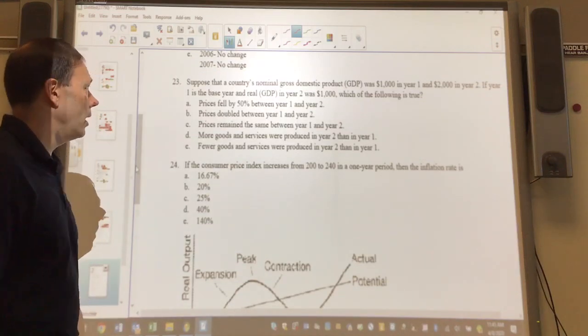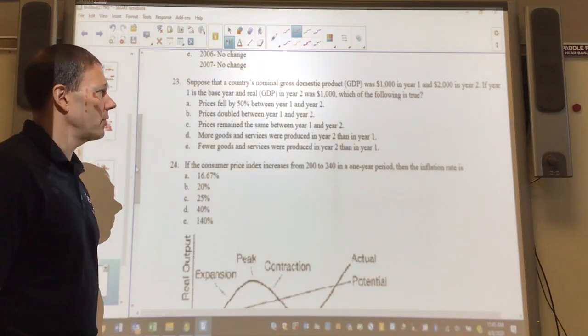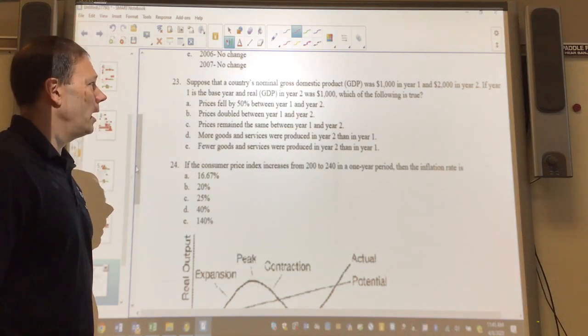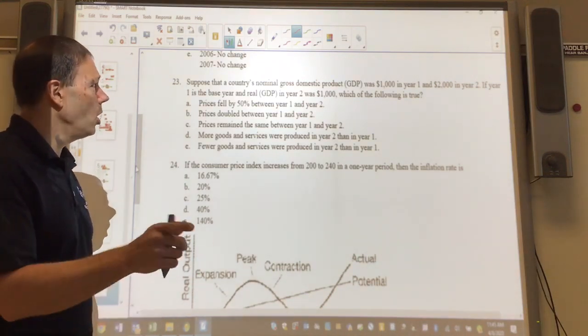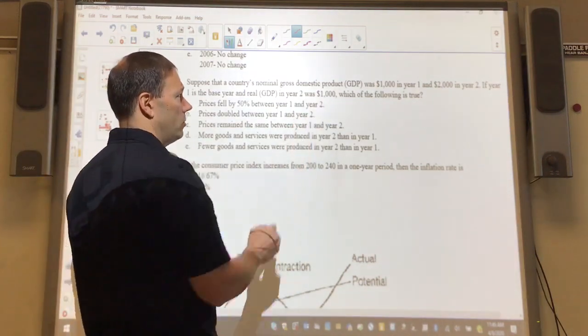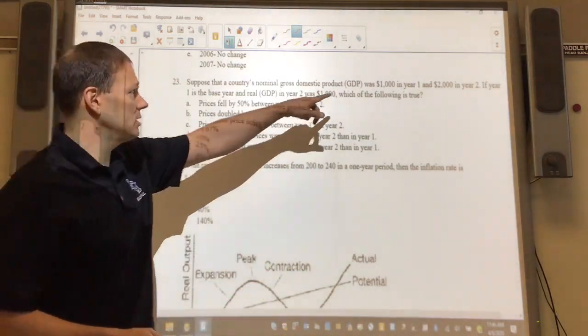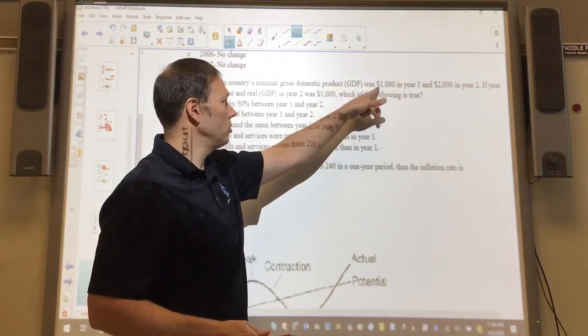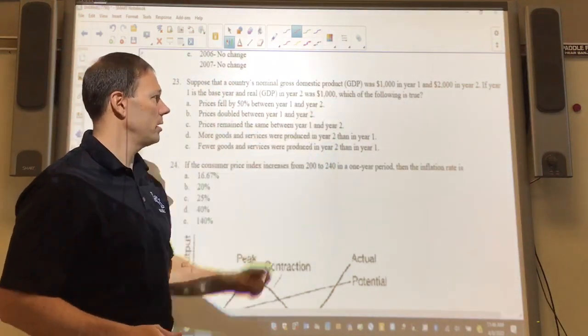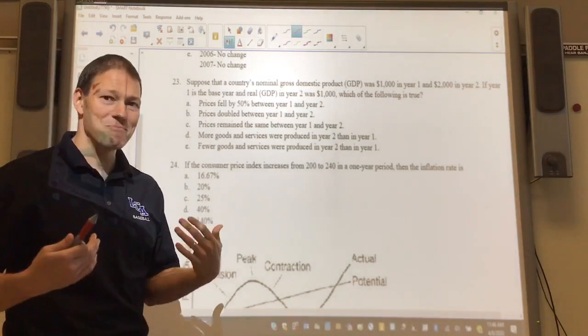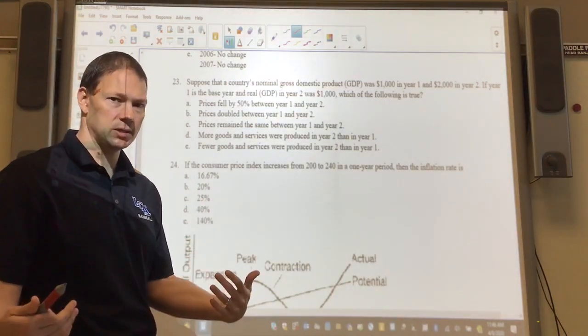Number 23, a country's nominal GDP is 1,000 in year 1 and 2,000 in year 2. It's telling us that year 1 is the base year. Real GDP in year 2 is 1,000. Well, remember, if year 1 is the base year, this is real GDP in year 1. Real GDP in year 2, they're telling us, is 1,000. So we made the same number of things.